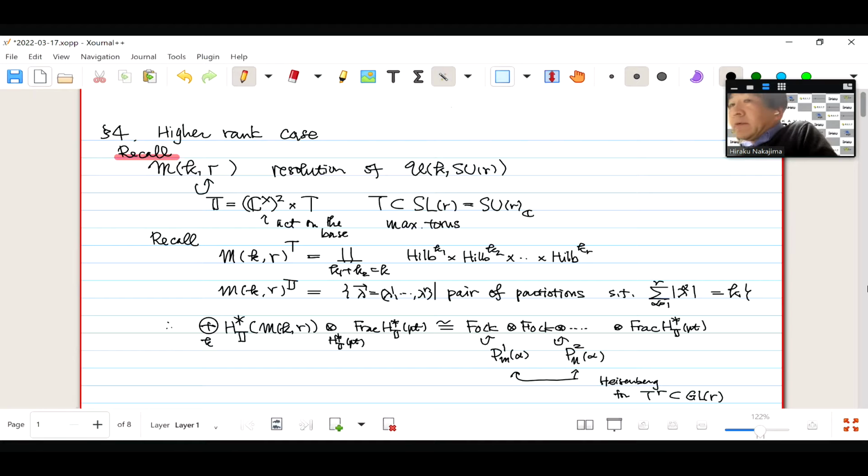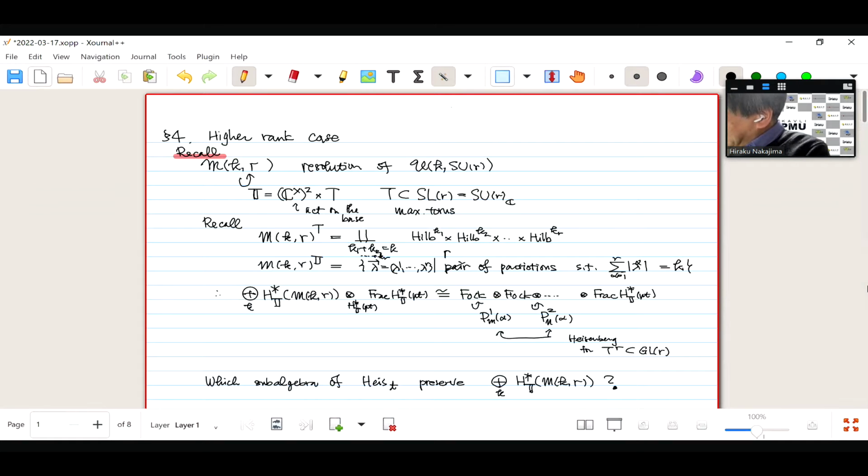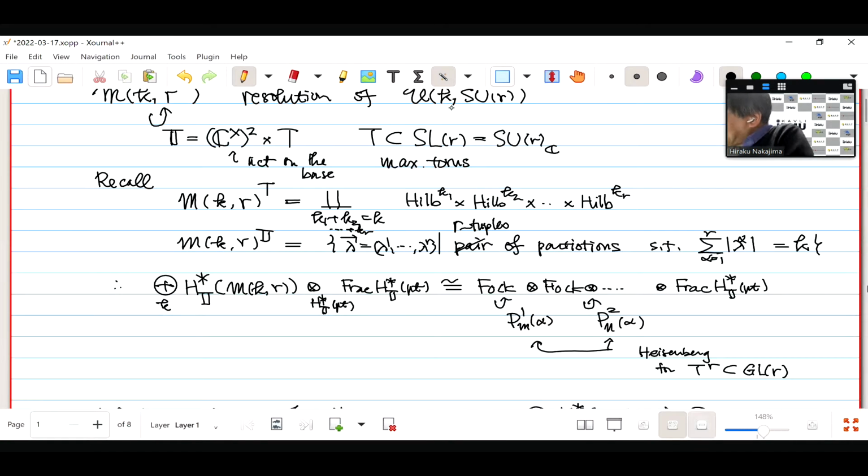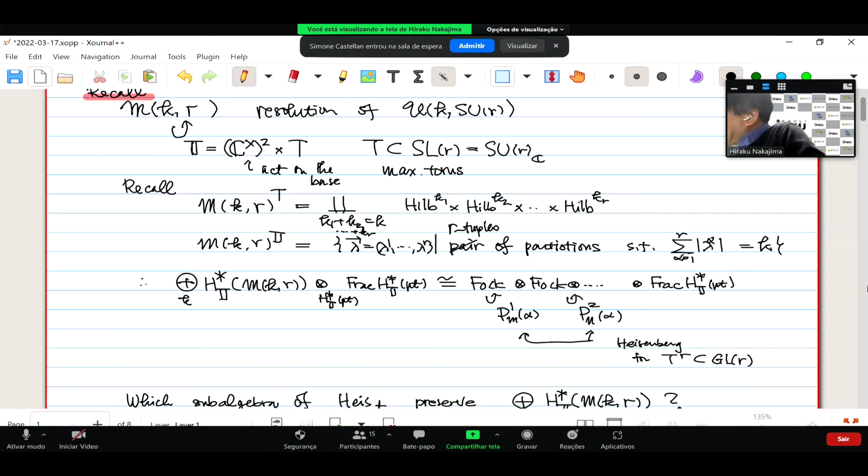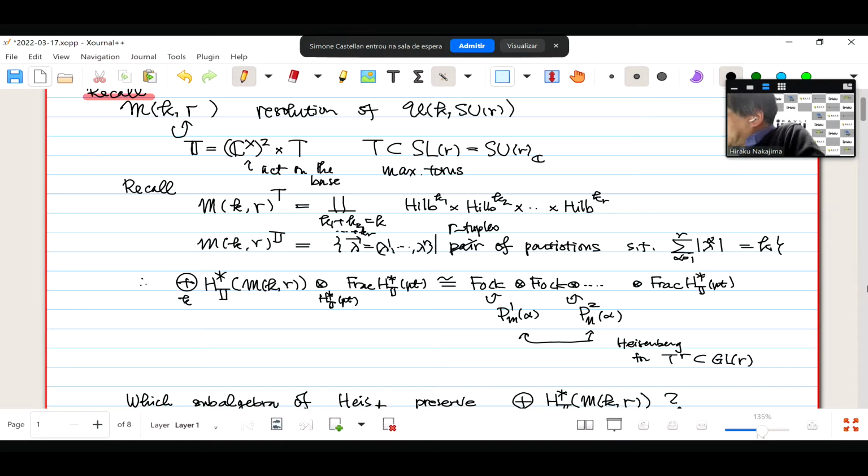If you consider this maximal torus of SL_R, the fixed point set is a disjoint union of products of Hilbert schemes of points, where the numbers of points are K1, K2, ..., KR, and the total sum is equal to K. And if you further consider the fixed points with respect to the larger torus, this bold T, then the fixed point set is an R-tuple of partitions whose total number of boxes is equal to K.